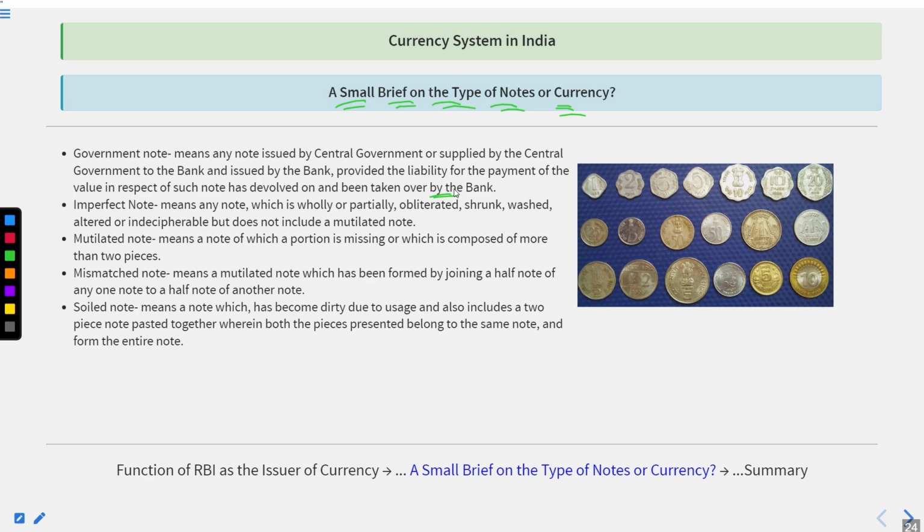Mismatched note means a mutilated note which has been formed by joining a half note of any one note to a half note of another note. Soiled note means a note which has become dirty due to usage and also includes a 2-piece note pasted together wherein both the pieces presented belong to the same note and form the entire note.